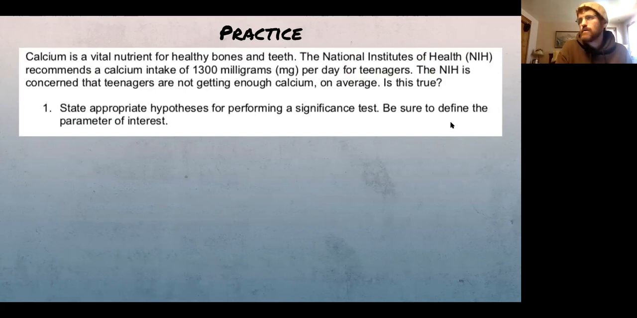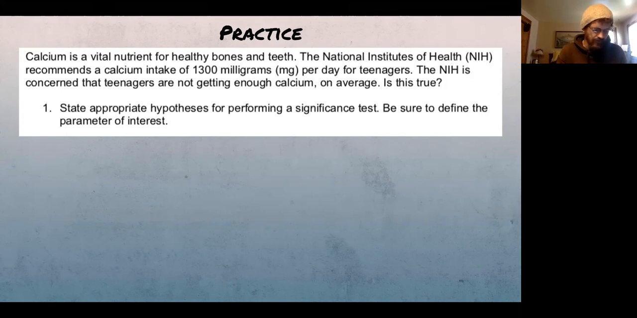So let's just go through a quick example here and then we'll call it a day. We're not having to do any math with this. This is all interpretation. So calcium is a vital nutrient for healthy bones and teeth. The National Institutes of Health recommends a calcium intake of 1,300 milligrams per day for teenagers. The NIH is concerned that teenagers are not getting enough calcium on average. Is this true? State appropriate hypotheses for performing a significance test. Be sure to define the parameter of interest.